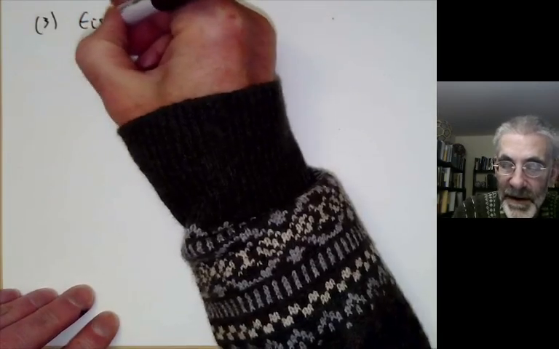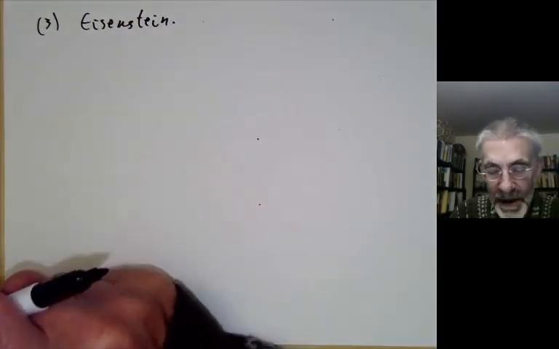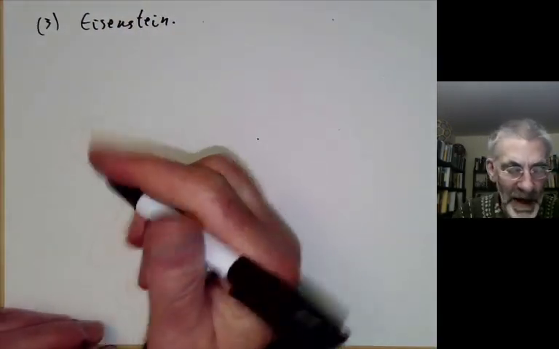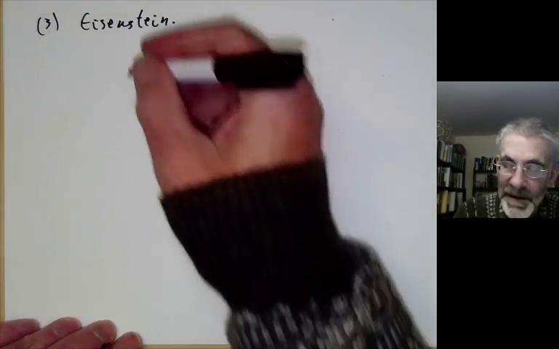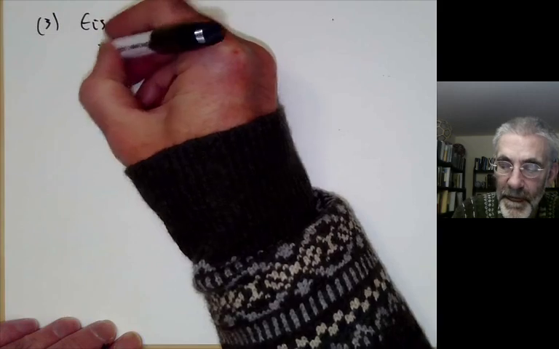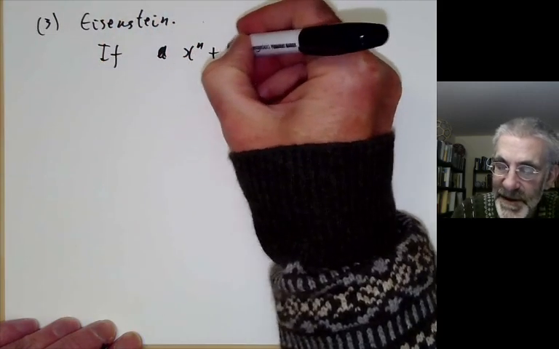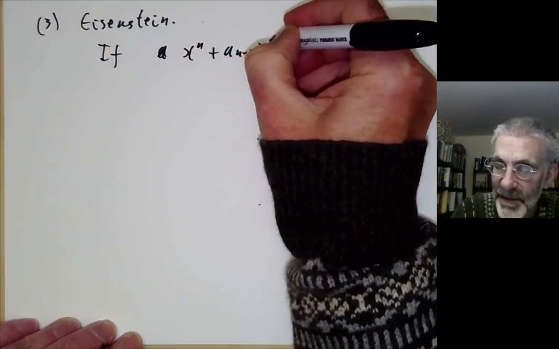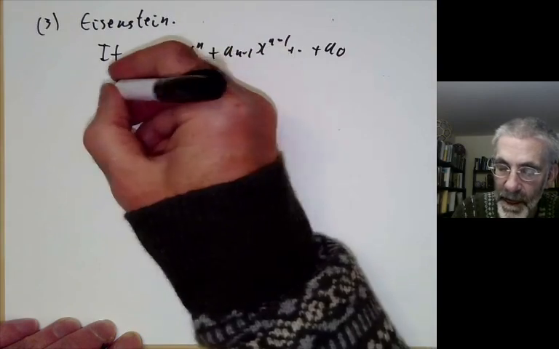Next we have Eisenstein's criterion. So this is one of these things that's like L'Hôpital's rule that absolutely everybody remembers. So I'll just review this very quickly. So Eisenstein says that if x to the n plus a_{n-1} x to the n minus 1 plus ... plus a_0 has the following properties.